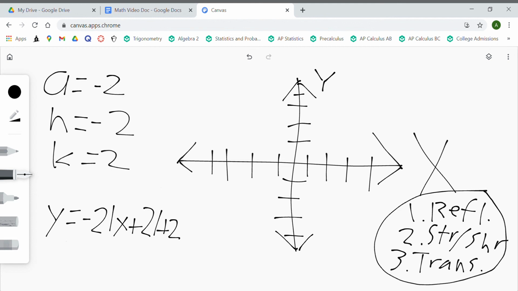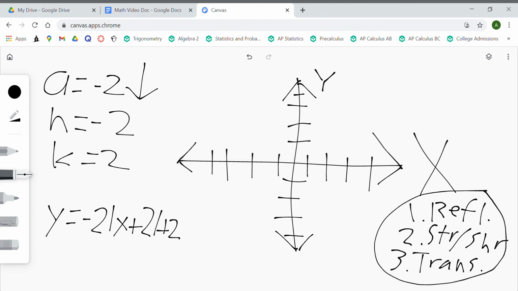Alright, so step 1 is reflections. Reflections determine if the function goes up or down. We have a negative a value. Therefore, our V shape opens downward. Wah, wah, wah. Just kidding.